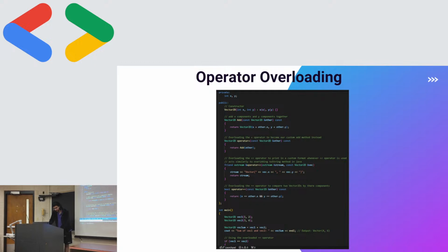So in this case, we create a class. For private, we have the variables, and for public, we have the constructor, where x and y are going to be the x and y components of the vector. So it's a 2D vector. And essentially, this is how you overload.